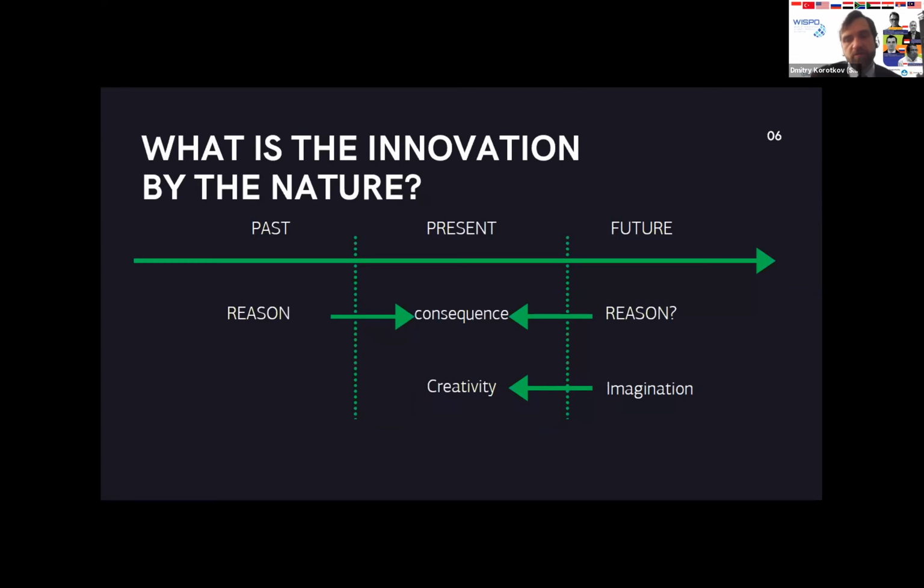So we could not choose from the past, but create something new. That's why the core of innovation is creativity. Finally, it's not so easy.